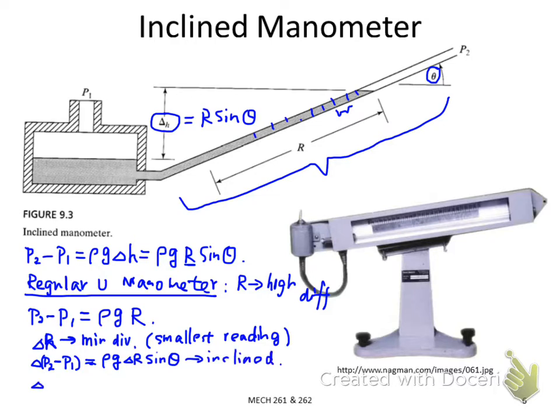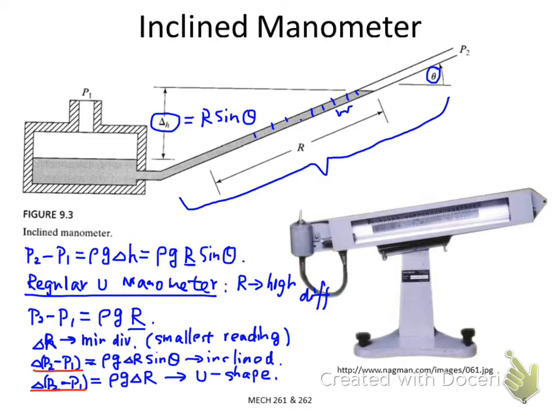And for the regular one, P2 minus P1 will be equal to rho g. So this becomes the smallest division. So that is for the regular U-shape manometer, right? So you can see those two values are actually the resolutions of both types.